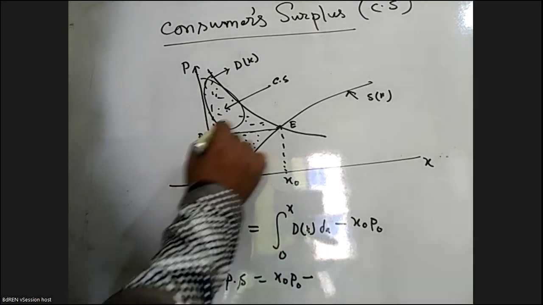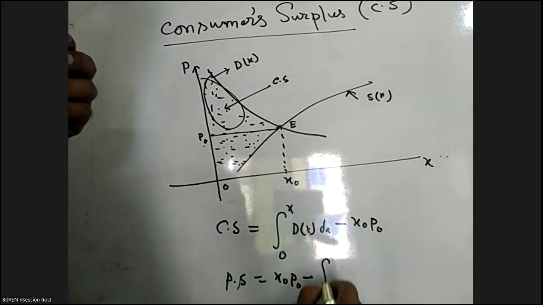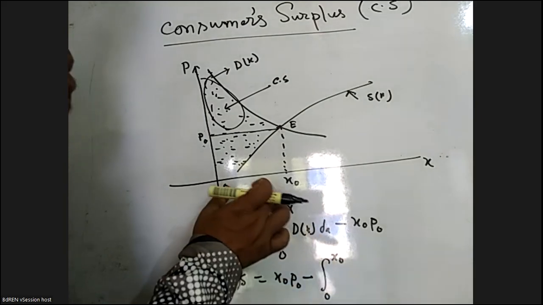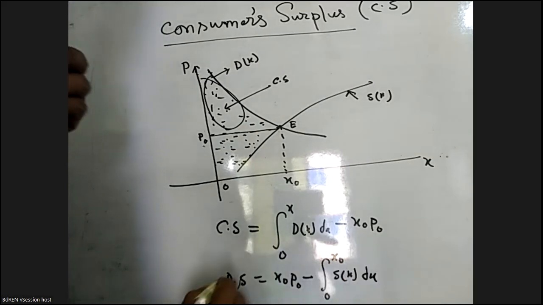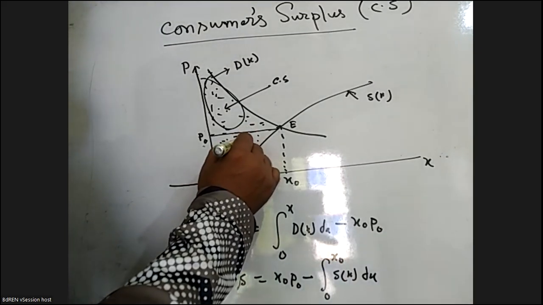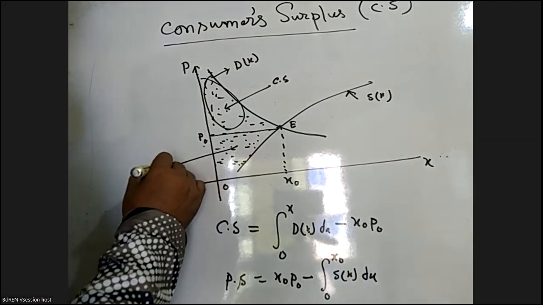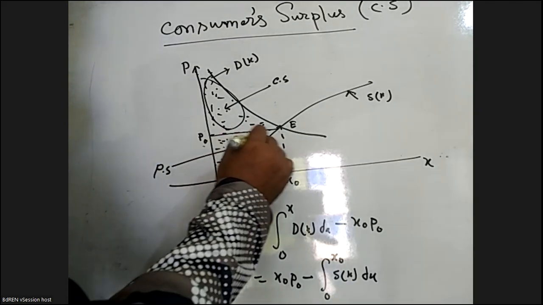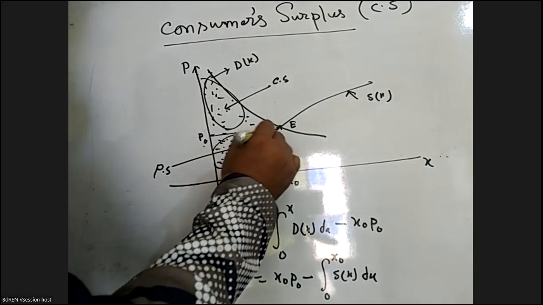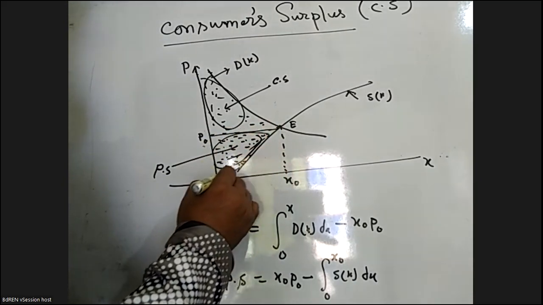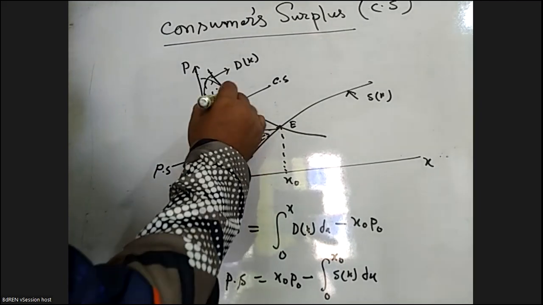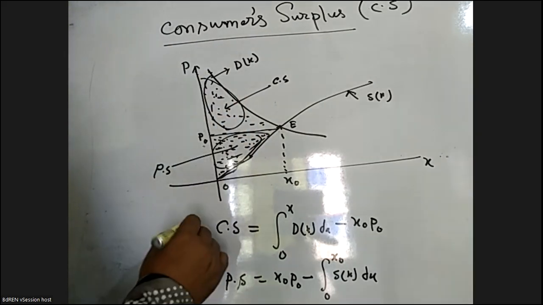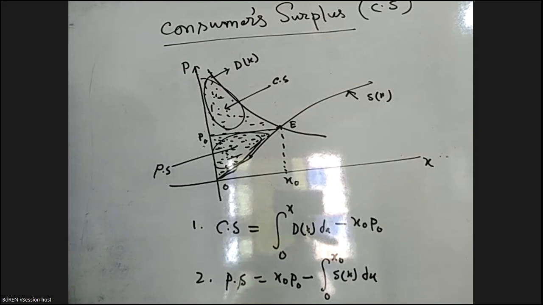That means length multiplied by breadth. If we subtract the area from 0 to x naught under the supply function, then we get the producer surplus. This shaded area is the producer surplus area, and this other area is the consumer surplus area. So there will be two formulas for that.